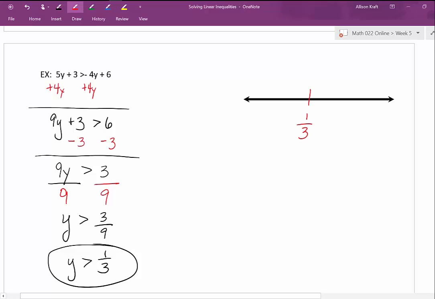Y is strictly greater than 1/3. Greater numbers are to the right. It's a strict inequality, which means that I don't want to include 1/3. To indicate that in my graph, I'm going to use a parenthesis. Now we're ready for our notations.